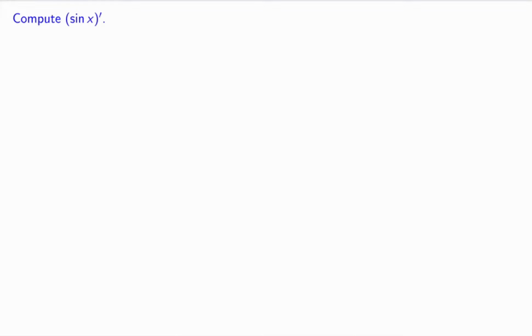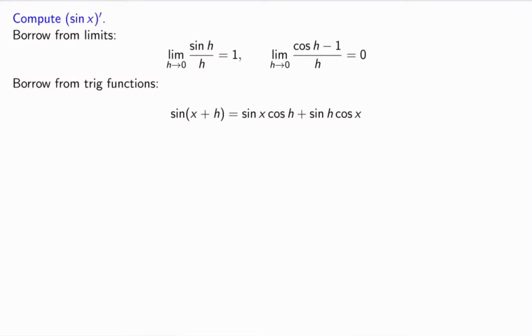Now, to compute the derivative of sine x, I need to borrow some earlier results. So I borrow from the study of limits that the limit as h goes to 0 of sine h divided by h is equal to 1, and the limit as h goes to 0 of cos h minus 1 divided by h is equal to 0. These limits are discussed in the textbook or in the homework assignments, and we will need them here. And the other one is an addition formula for the sine: sine of x plus h is sine x cos h plus sine h cos x.